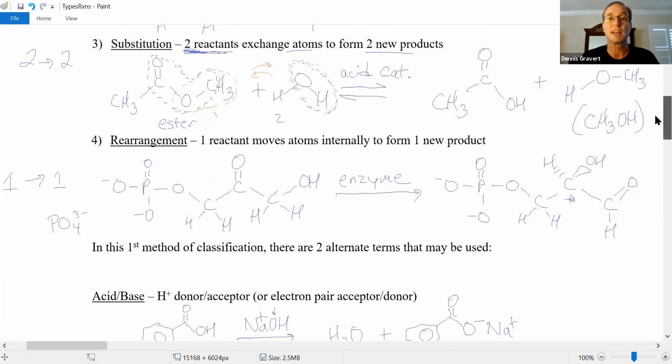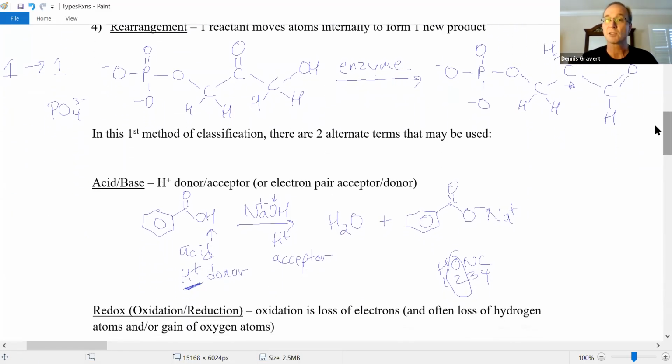Cool. This is actually an acid-base reaction, but you can also classify it as substitution. And that's actually the answer I was looking for on the exam. If I say classify this, I will give you full credit for acid-base, but I was looking for substitution. What was substituted? The H and the Na got swapped. Na went over to the O, the H went over to the hydroxide.